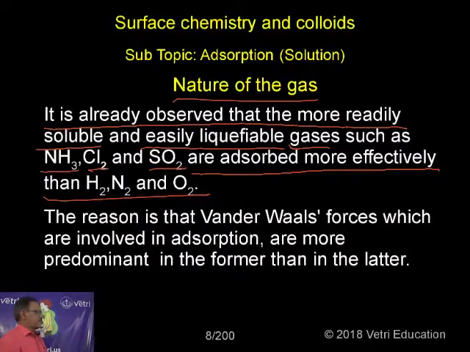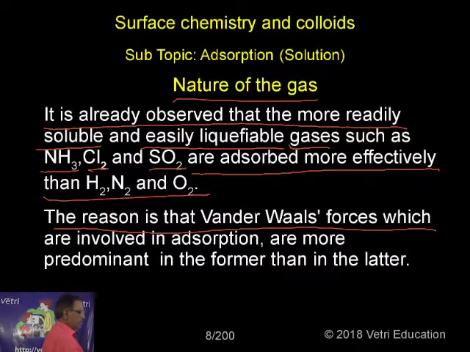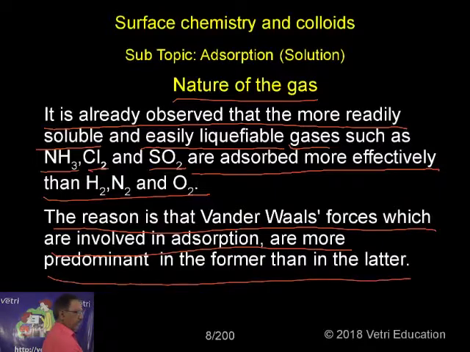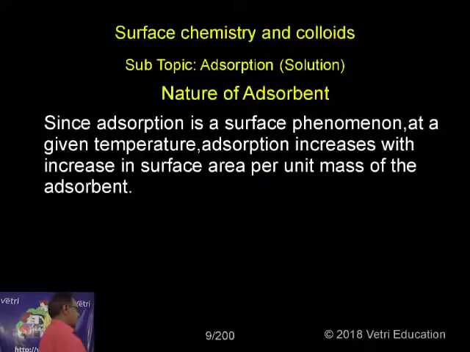So the first three gases, ammonia, chlorine, sulfur dioxide, are easily liquefiable and readily soluble, whereas these three, H2, N2 and O2, are not readily soluble, not easily liquefiable. The reason is that van der Waals forces which are involved in adsorption are more predominant in the former than in the latter. That is, van der Waals constant a in the case of ammonia, chlorine and SO2 is greater, whereas for H2, N2, O2 it is smaller. That is the reason for this effective adsorption.